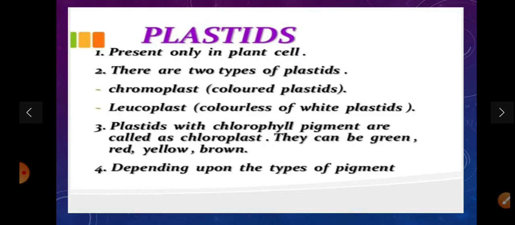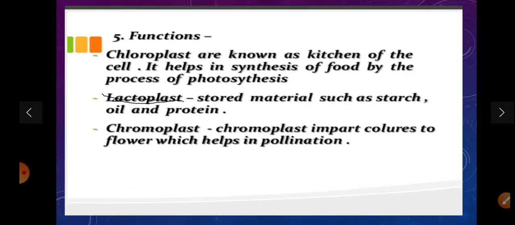Plastids are present only in the plant cell. They are of two types, chromoplast and leucoplast. Chromoplast is colored, whereas leucoplast is colorless or white plastid. Plastids with chlorophyll pigments are called chloroplasts. They can be green, red, yellow, brown depending upon the type of pigment.